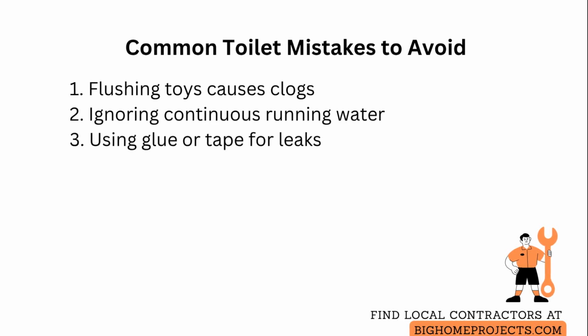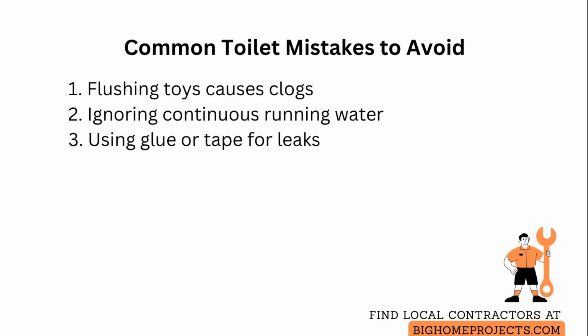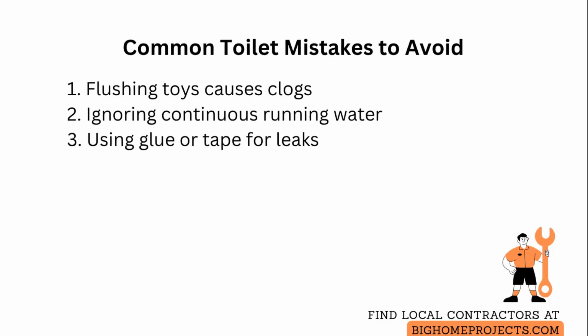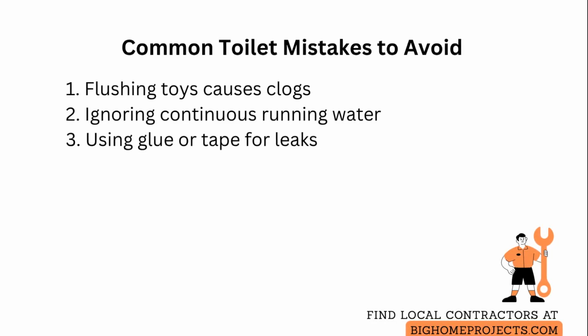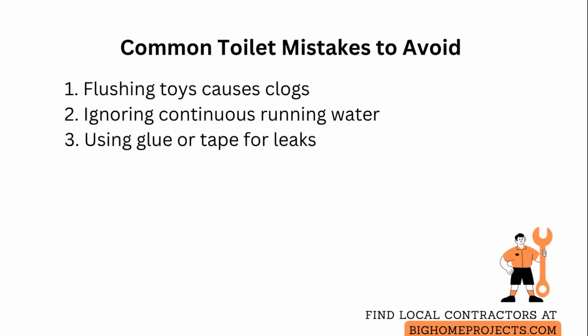Another issue is confusing persistent running water with a normal short flush. Explain that if water runs continuously after the tank fills, they should alert an adult who can check the flapper seal or fill valve. A third concern is trying to fix leaks with household glues or tapes, which often fail.